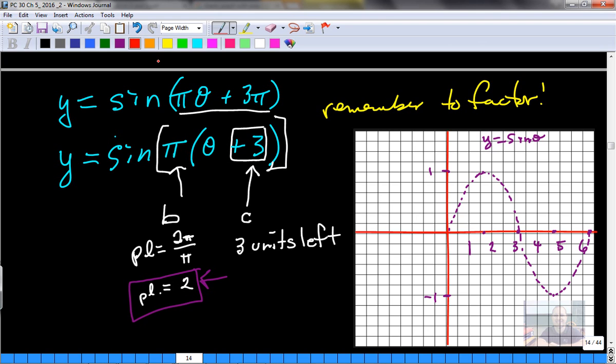Okay? You guys all good with that so far? Does that look okay? No major complaints? Alright, so when we do our transformations, let's apply them left to right. So A is 1. B, we said, was pi. That translates into a period length of 2. Right now our period length is 6.28, so the period length has got to be 2 units. So here's 2 units right here.